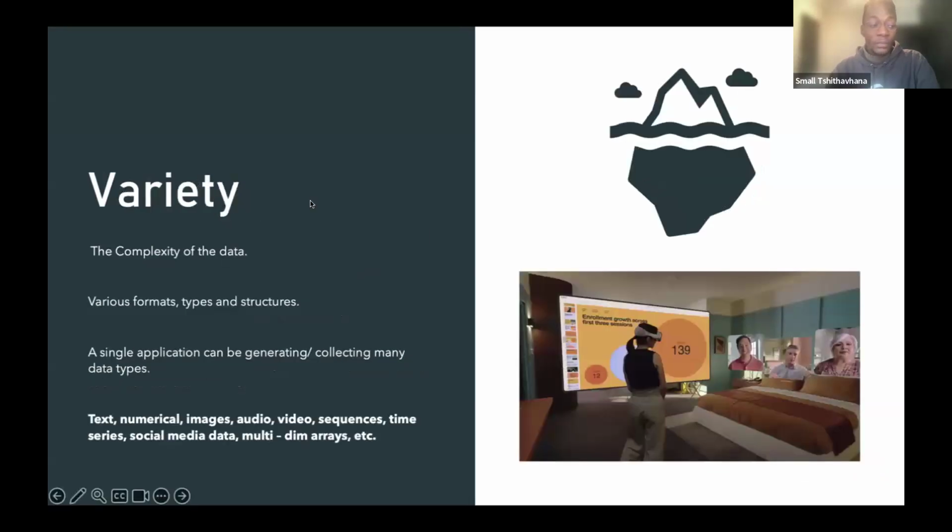And the second one will be the variety, which is how complex the data is. You can imagine that today we have different data types such as text, numeric, audio, and video. So storing those data types in one place and analyzing them becomes complicated due to how different they are.